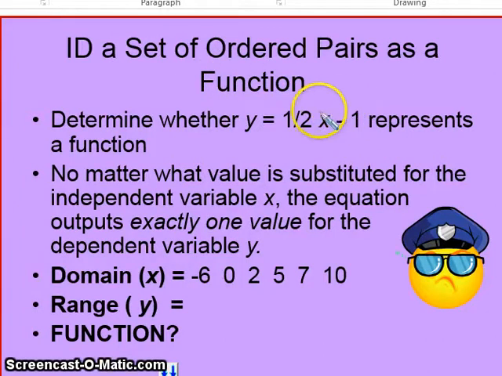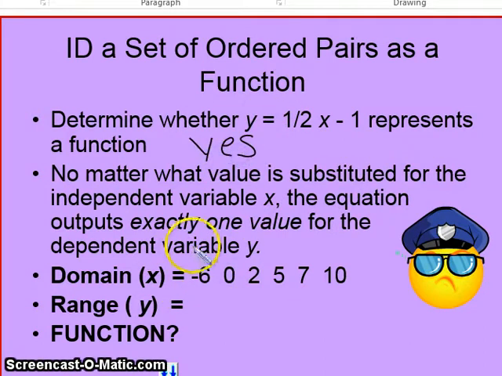Now, if we wanted to plug 2 in for x right here, we'd have 1/2 times 2, which is 1, minus 1 is 0. Now, if we plug 2 into x again, we will still get 0. We will get 0 every single time, and it's the same thing for any other real number. If we plug a number in here, we're only going to get one answer for y. Now, what that means is that we do have a function here. So yes, this is a function.